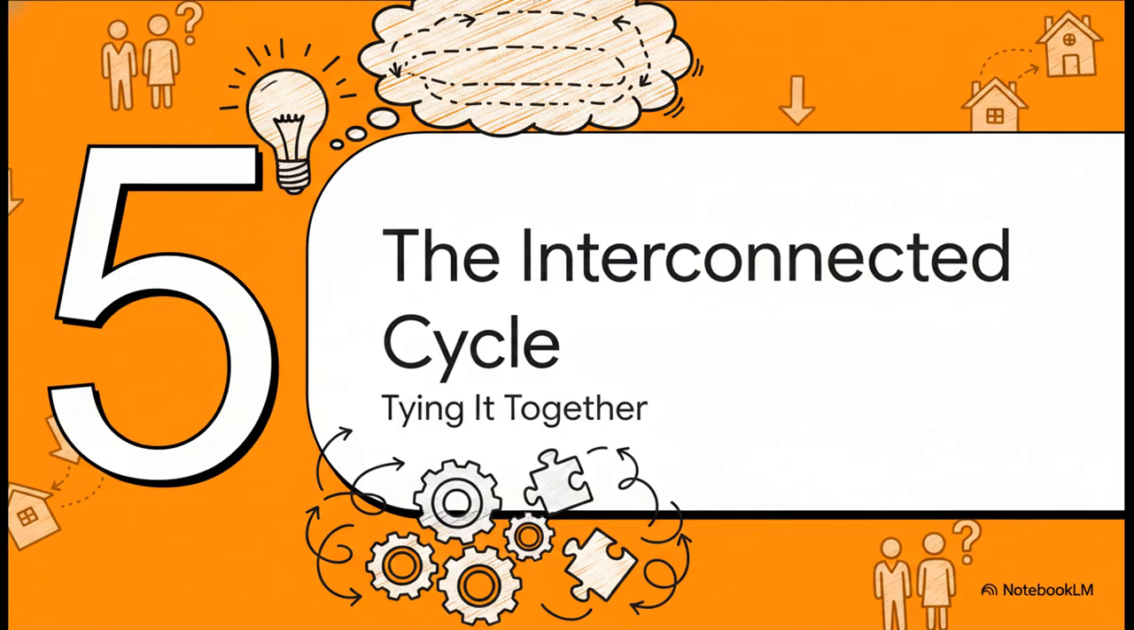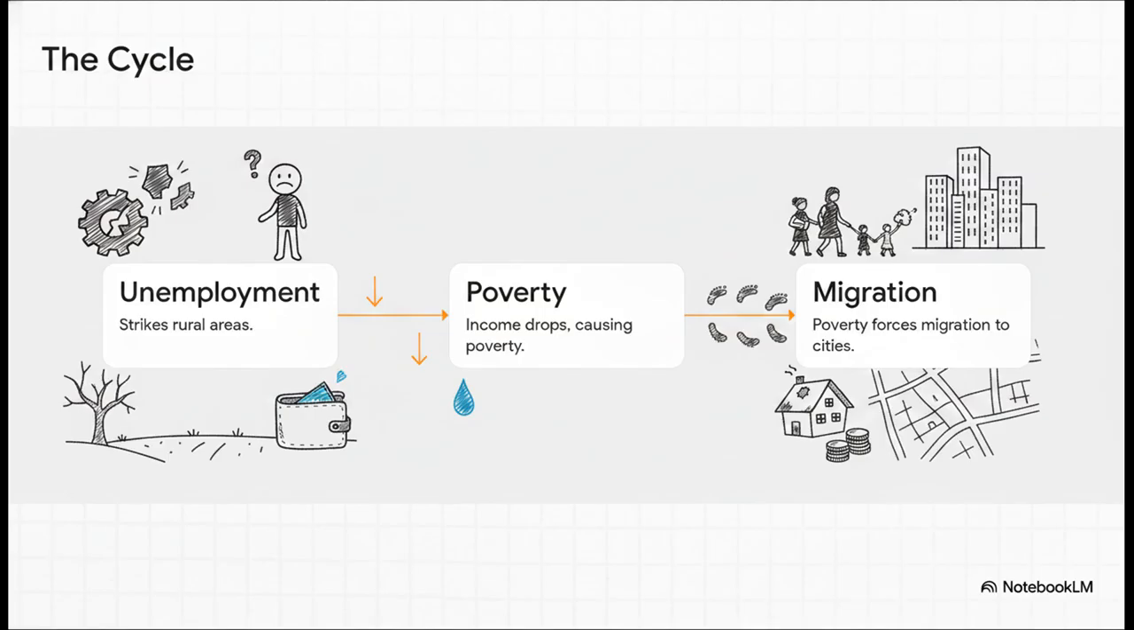Finally, Section 5, tying the cycle together. Let's pull all our notes together to see the big picture. Because this right here is how you score top marks on an essay question. Here's the cause and effect chain. It starts at step 1, a lack of jobs, maybe disguised or seasonal unemployment, hits the rural area. This leads straight into step 2, income plummets, causing severe poverty. And finally, step 3, that crushing poverty directly forces families to migrate to the cities out of pure basic necessity.